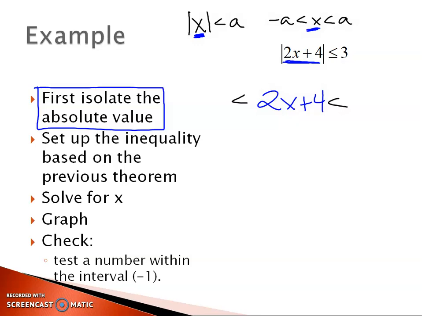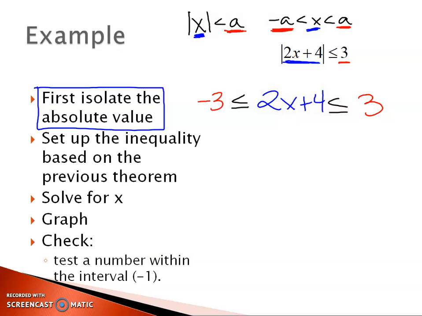And since I have a less than or equal to 3, these both need to be less than or equal to as well. Okay? Now my a, which was this side over here, I need to have a positive a on the right side and a negative a on the left side. So what is my a in this case? Well, my a is a 3. So I'm going to have a 3 on the right side, and then I need to have a negative a, so I'm going to have a -3 on the left side.